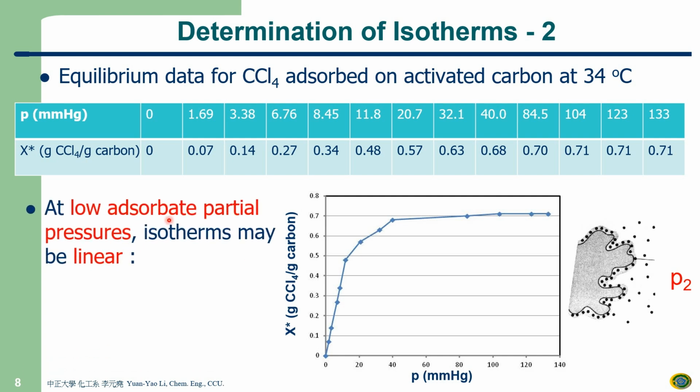At a low adsorbate partial pressure, the isotherm is linear. So this looks like a straight line. However, when you go to higher pressure it changes. For the linear part, you can write an equation like this, because this is linear. You just need a constant related to the concentration or the partial pressure for the very initial stage, or very low pressure.